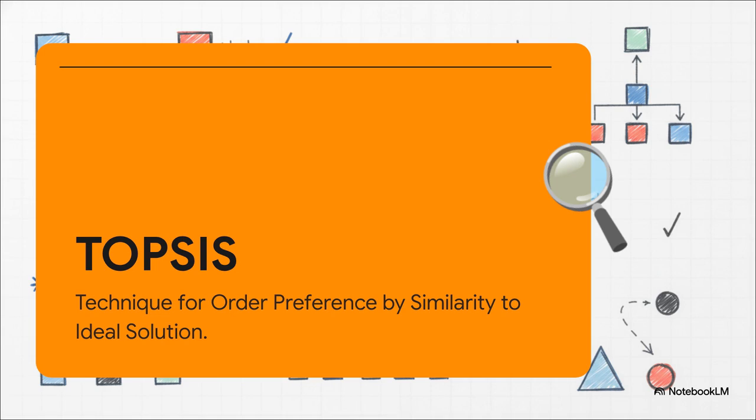First developed back in the early 1980s by Yoon and Hwang, TOPSIS is an elegant geometric approach to decision-making that relies on a brilliantly simple spatial metaphor. Now, the name itself is a bit of a mouthful: technique for order of preference by similarity to ideal solution. But if you break it down, it tells you exactly what the algorithm is doing. It's ranking your preferences based on how similar they are to absolute perfection.